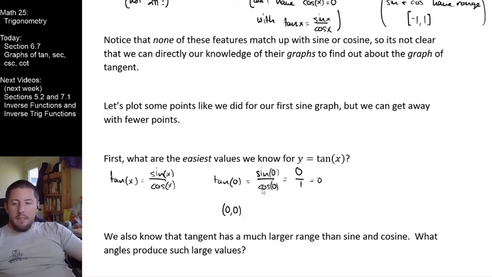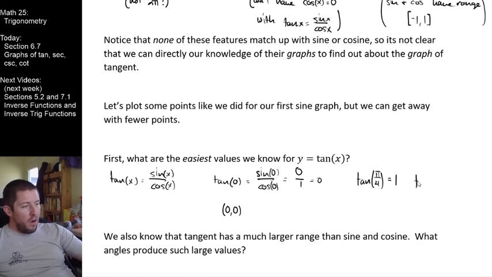The other nice value that I know I get out from tangent, and this is something you should have learned from your unit circle by now, is that tangent of pi fourths, or 45 degrees, is right where sine and cosine are equal to each other. And if sine and cosine are equal, then we should just be getting out 1.